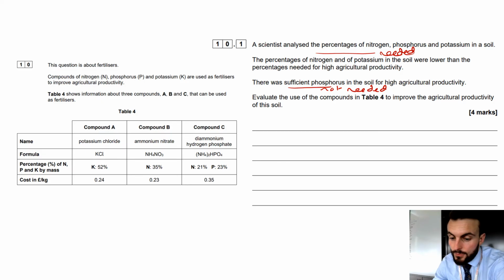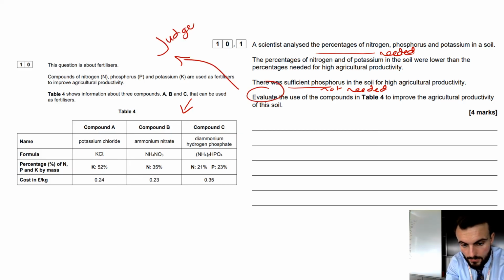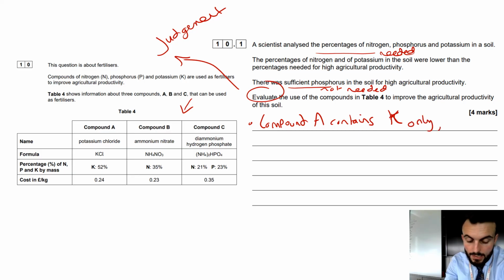Evaluate the use of the compounds in table 4 to improve agricultural productivity of this soil. First off, we're doing an evaluation, so we need to make a final judgment overall, but to do that we're going to have to pull apart the information that relates to what they've just told us in the question. So we need potassium, we need nitrogen, we don't really need phosphorus. First off, you can say compound A contains potassium only, and it is the only source of potassium, so is needed.